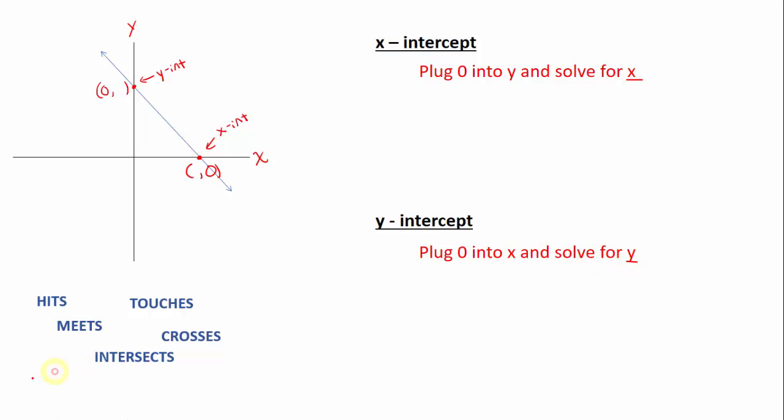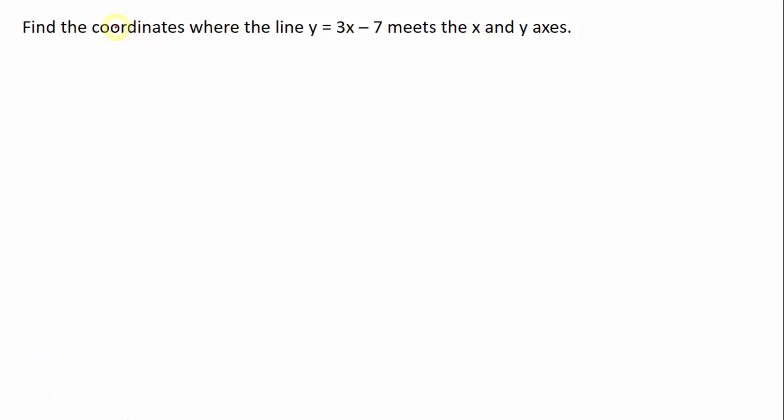Now, let's look at an example. In this instance, we are just asked to find the coordinates where this line meets, that's our key word, both the x and the y-axis. So in this case, they want us to find both the x-intercept and the y-intercept. So we're going to set up two columns here. To find the x-intercept, remember, we plug 0 into y, because if it's the x-intercept, we want to find a value for x. So if I plug 0 into y, I have 0 equals 3x minus 7, and I then need to solve for x.